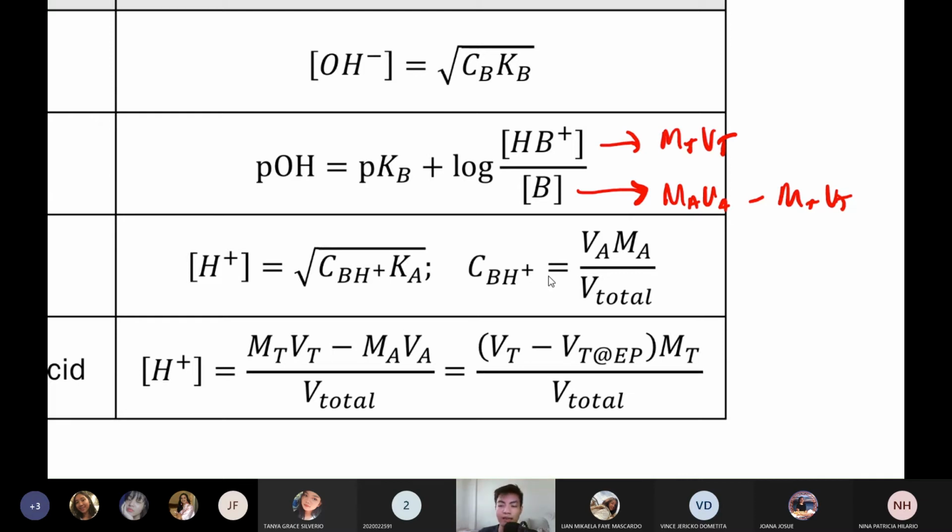Similar lang din sa kanina, no? Nagpalit lang tayo ng symbols pero same idea. Okay? Lahat ng base naging conjugate acid na. So we can use this equation. Ka na ngayon, no? Bakit Ka, no? You may ask, bakit Ka?